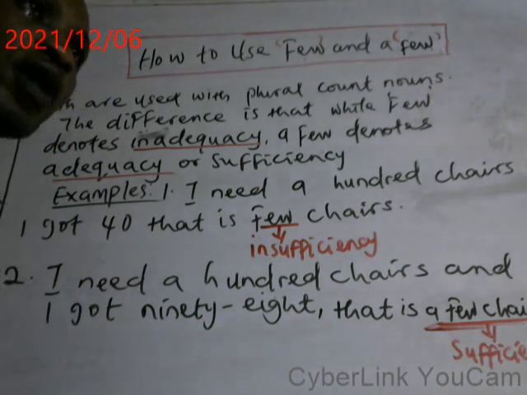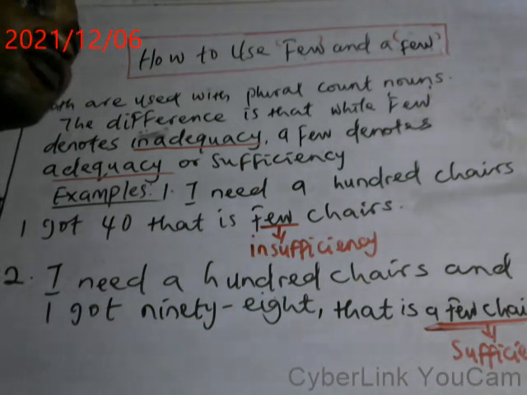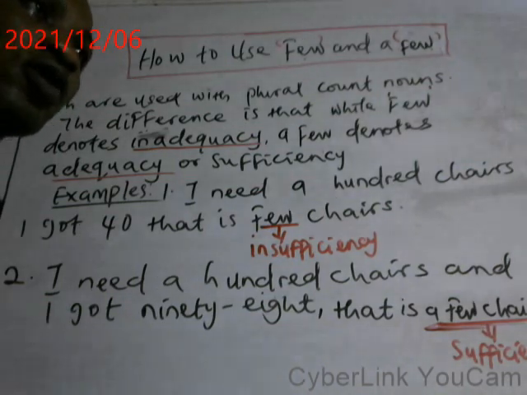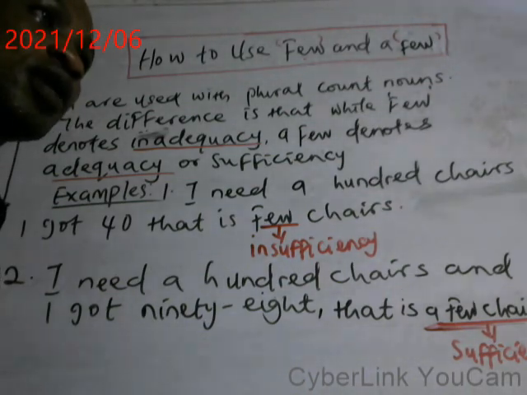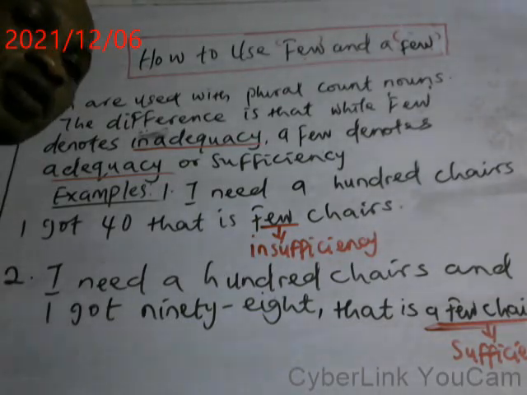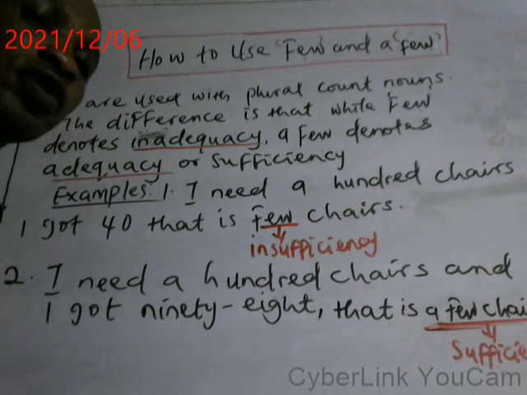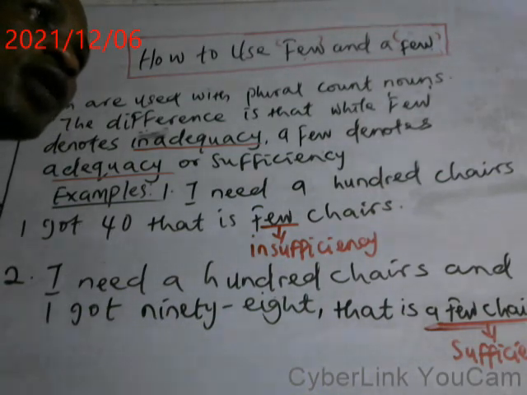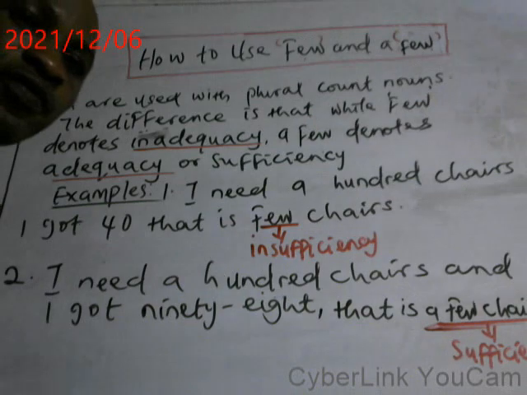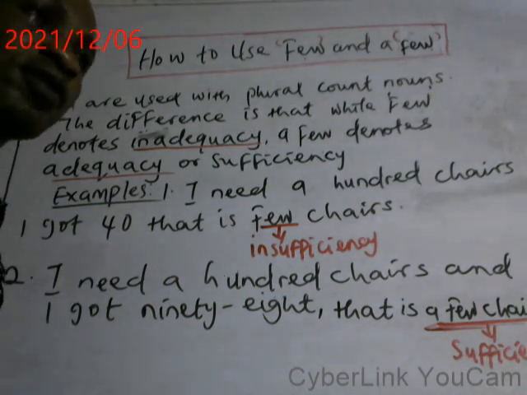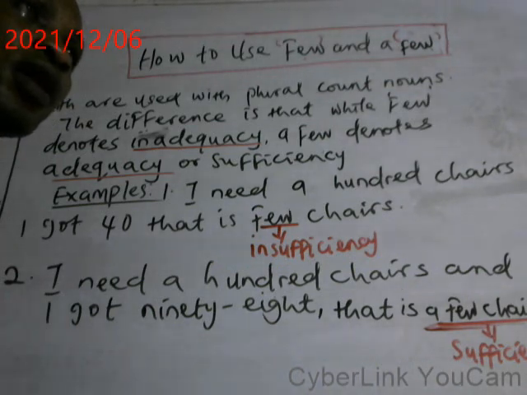To make use of either few or a few in the English language has always posed a problem to students, either as beginners or at the intermediate level. However, it is very simple to make use of either of these, that is, either few or a few. Firstly, we have to understand that both of them can be used alongside countable nouns. They partner with countable nouns.